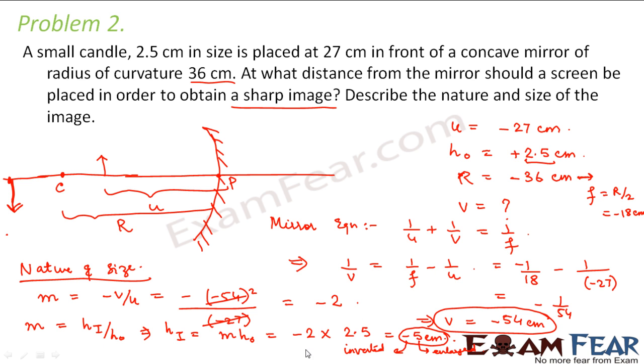Right? Now since the image is inverted, therefore the image is real. Right? The image is formed somewhere here. So that's all we can tell about the nature of the image. Right? So we found out at what distance the screen should be placed. The place where the image will be formed is the place where the screen should be placed. And about the nature and size of the image, nature is real and inverted and size is enlarged, and the size exactly is 5 centimeters.